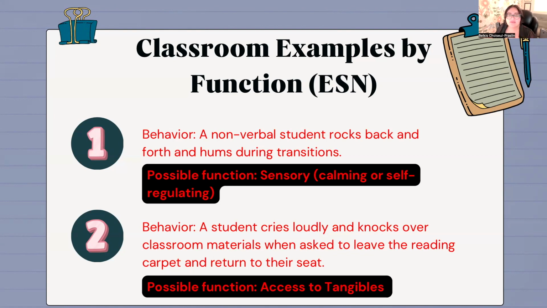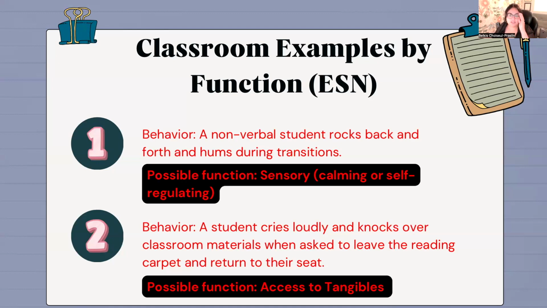In the second example, we have a student who cries loudly and knocks over classroom materials when asked to leave the reading carpet and return to their seat. A possible function of this behavior is to maintain access to the reading carpet or preferred materials there. The reading carpet in this situation, that's the tangible. The student's behavior functions to get more time with something concrete, which is that reading carpet. Either it's the books that are there, they have a comfy spot, they love the stories that are told.